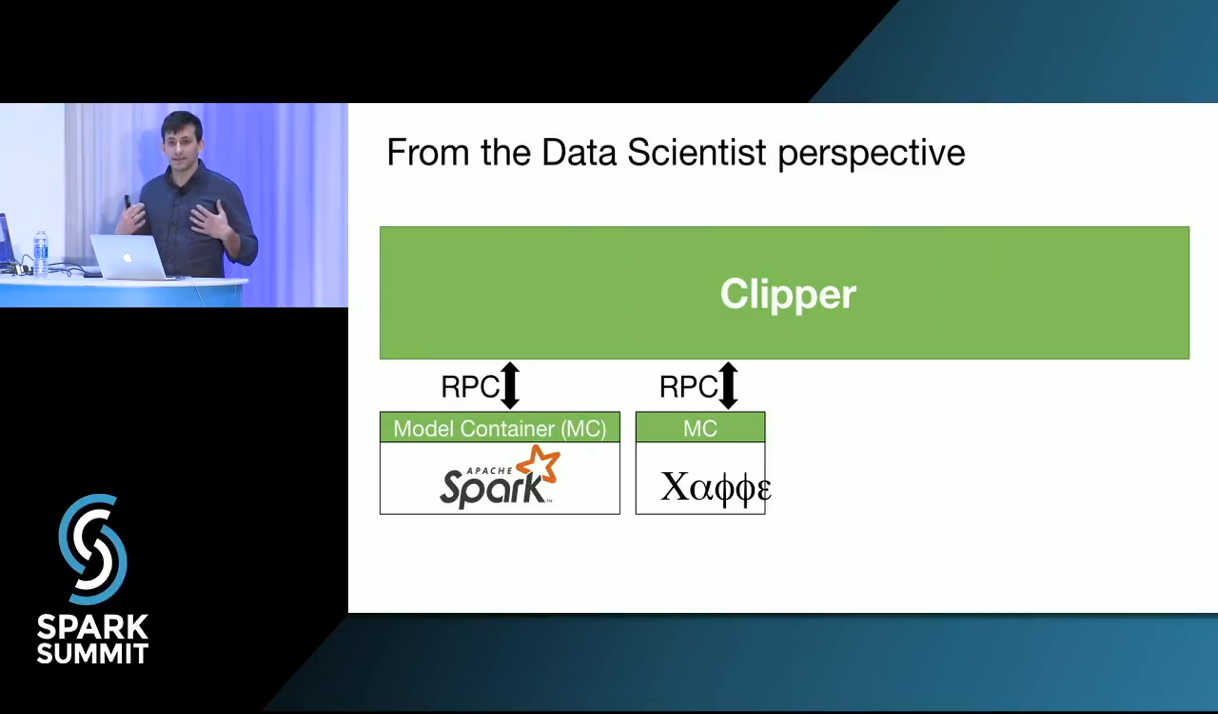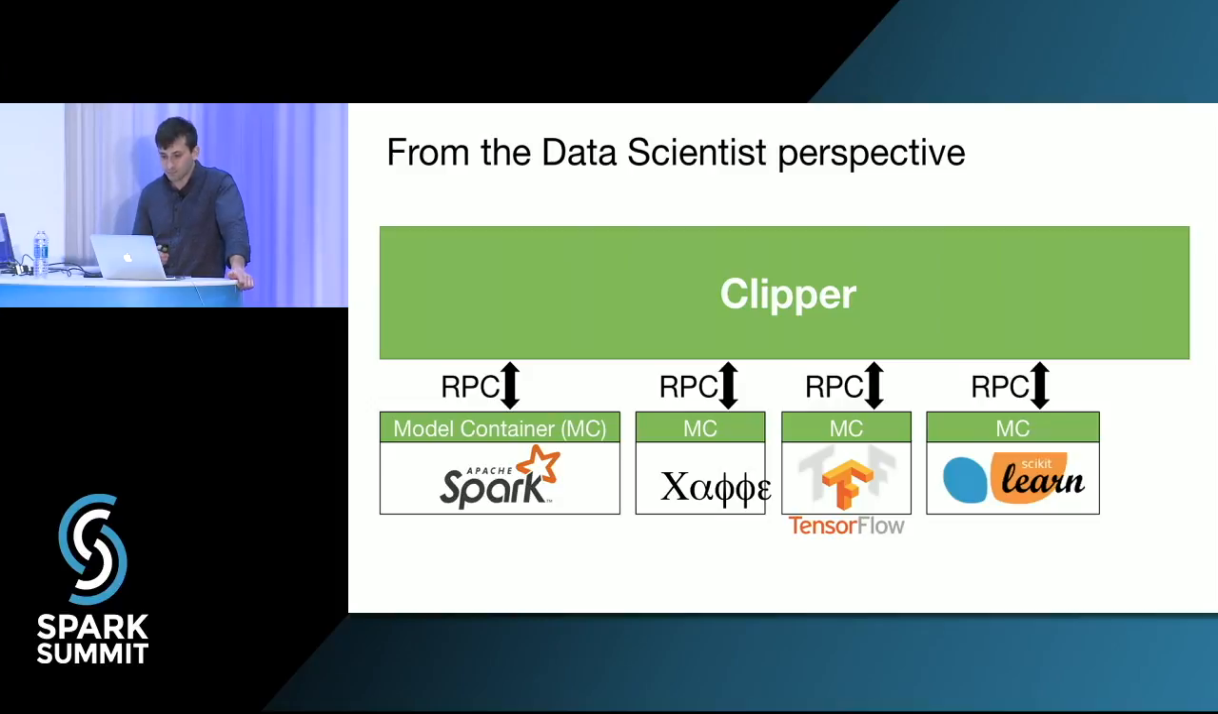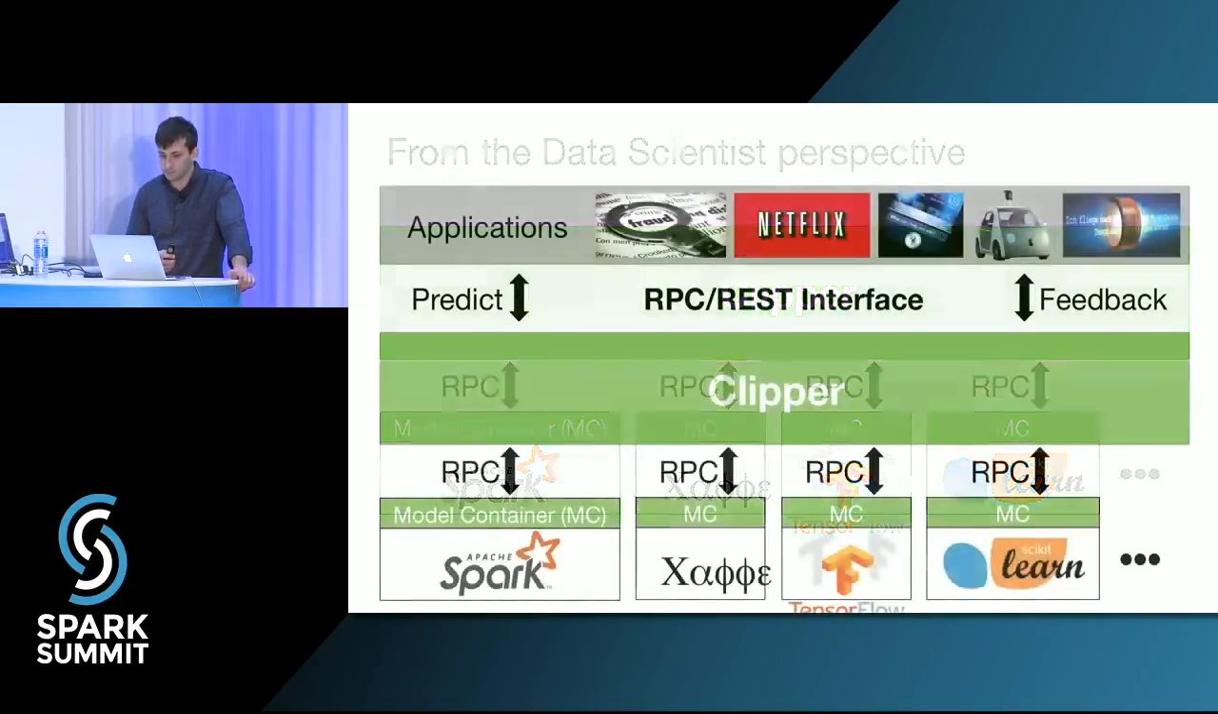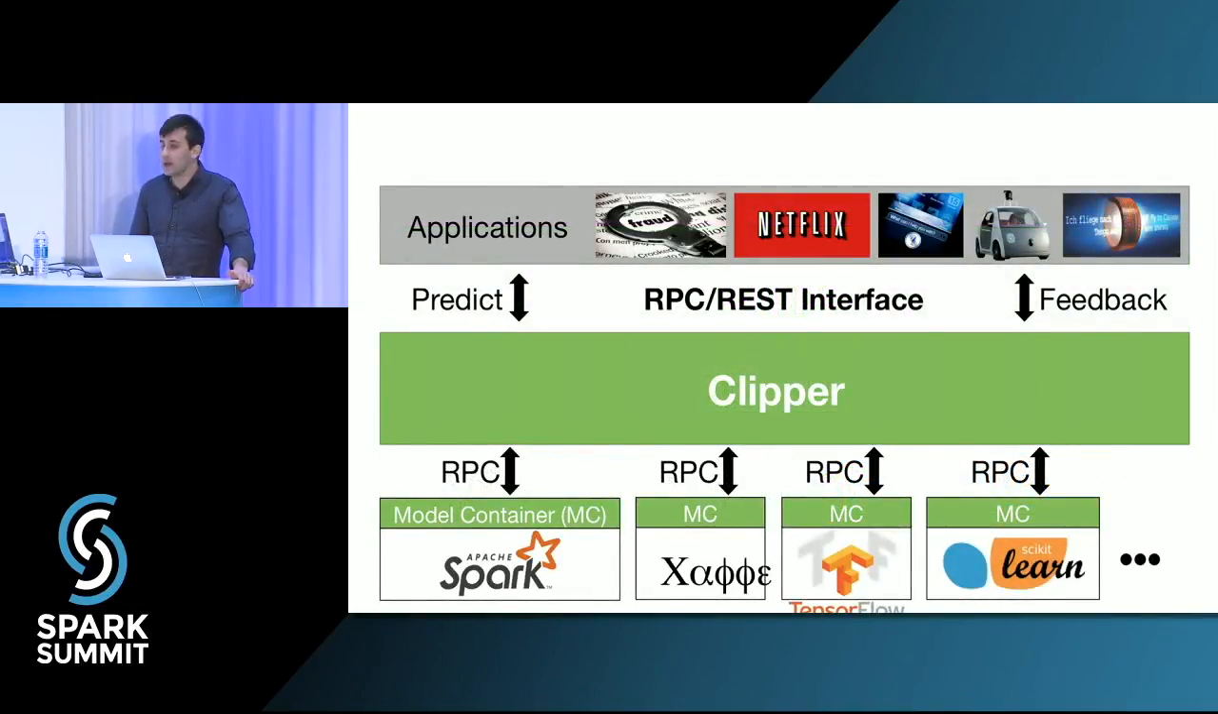But you can deploy multiple models in the same Clipper instance, even trained in different frameworks, written in different programming languages. And the data scientist doesn't really have to know about any of this. They just have to implement that simple model container API. And then when you stick it all together, you get this system that's interposed between your applications and your models, and is this prediction serving system that we think meets the requirements that I outlined in my previous slide.